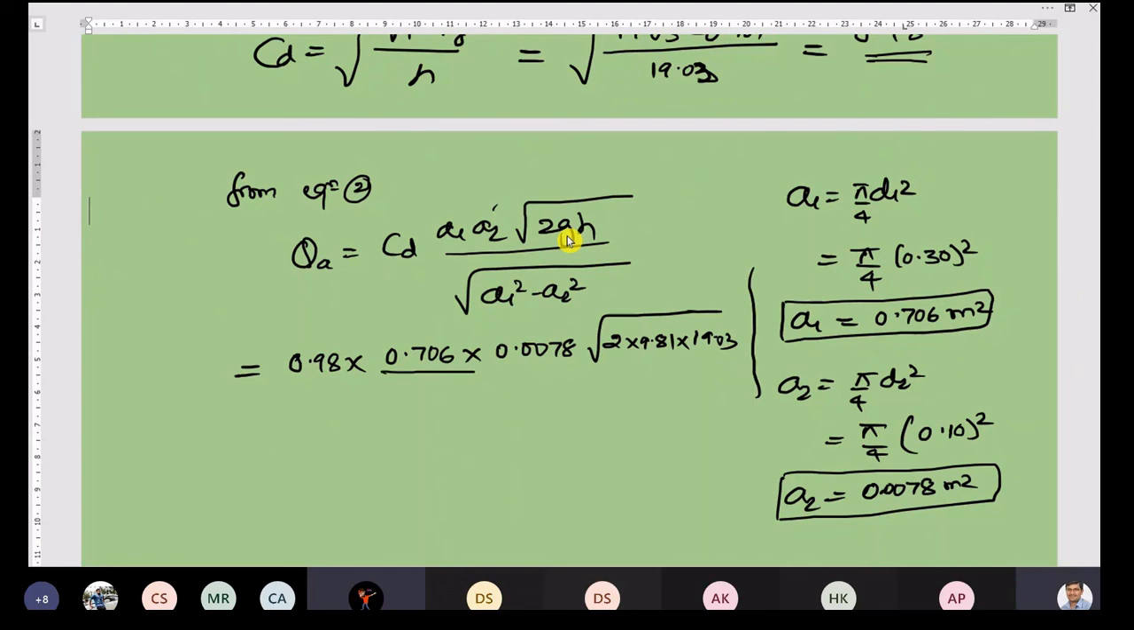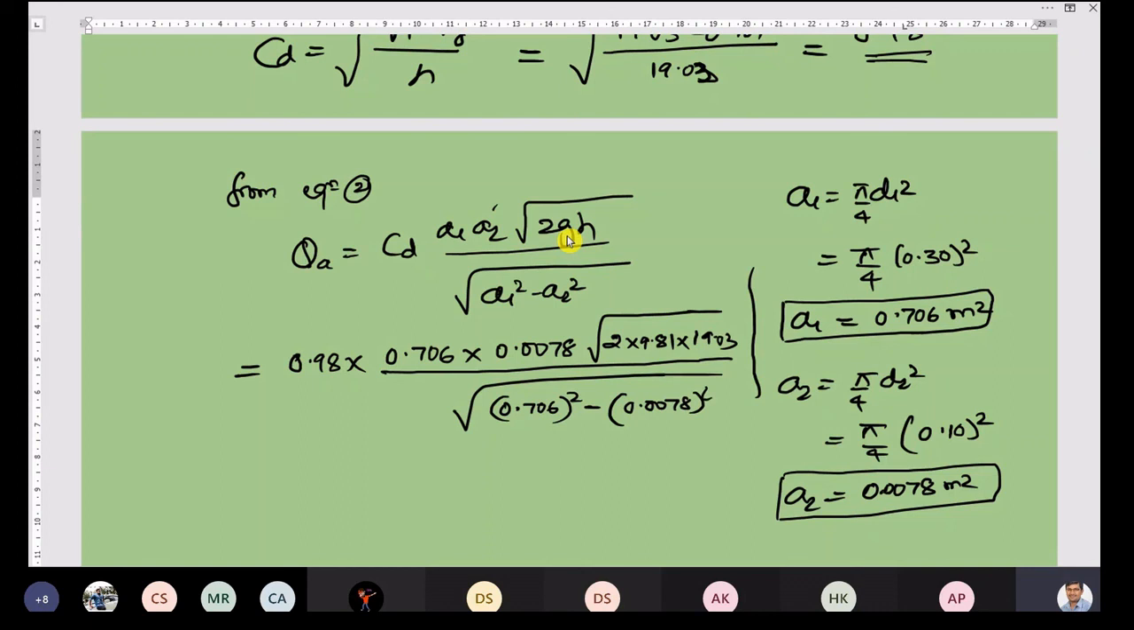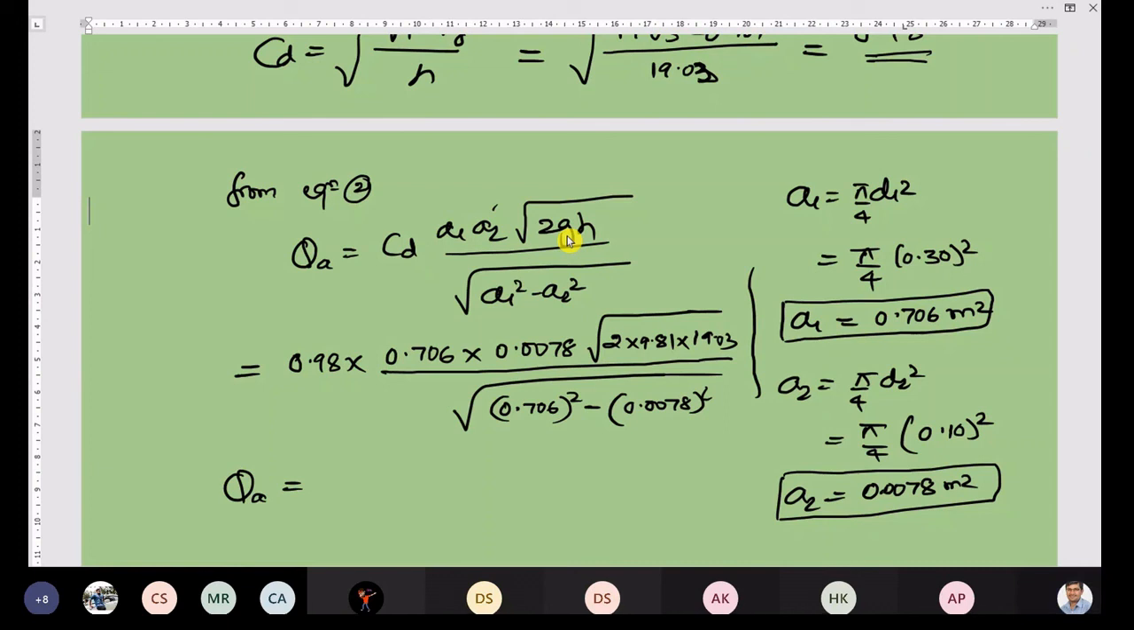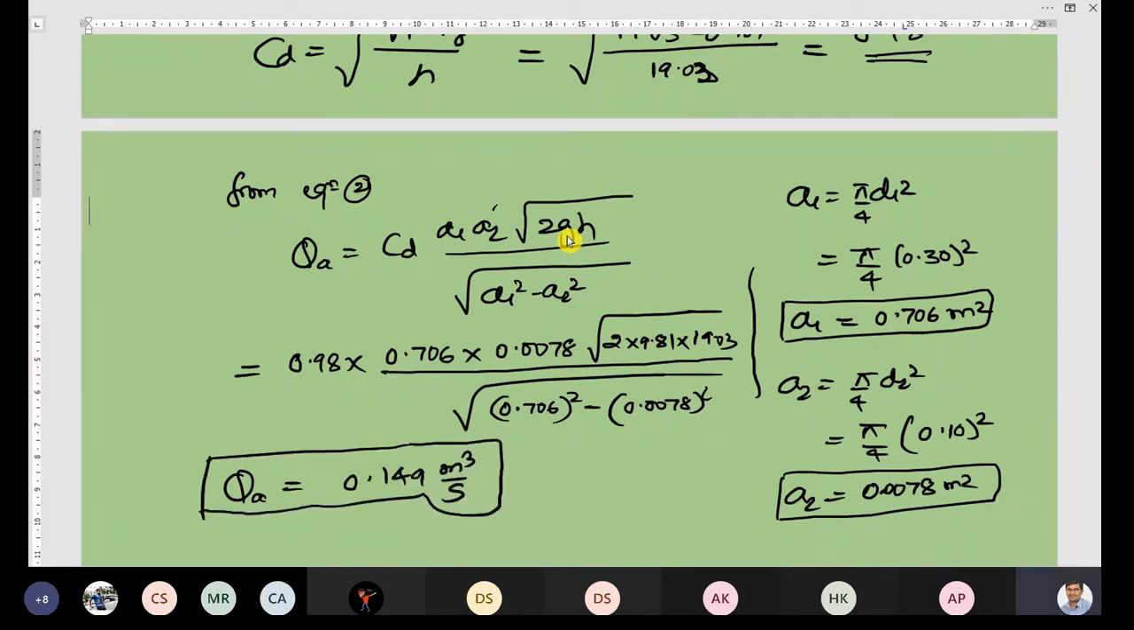Divided by square root of 0.706 whole square minus 0.0078 whole square. So once you substitute all the values in the calculator, you get 0.149. There will be a slight change, depending upon the number of digits you have used in the calculator.